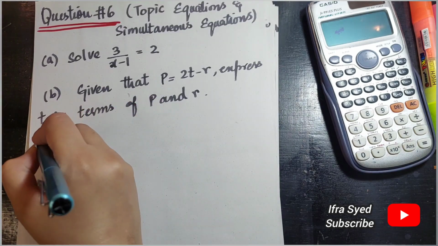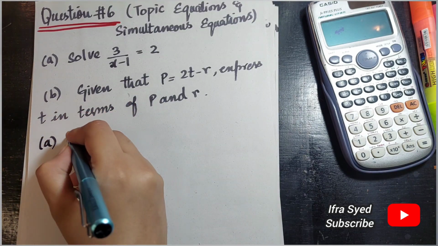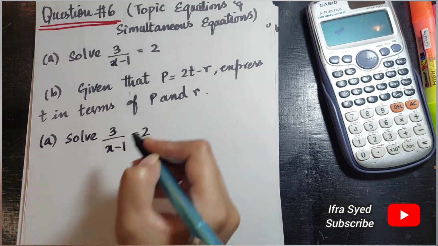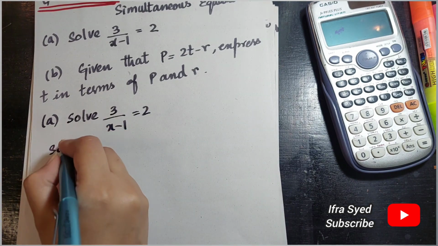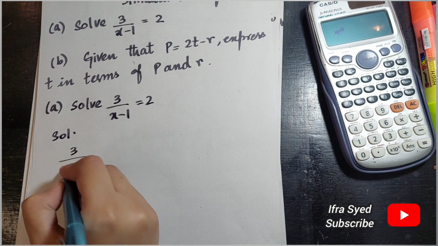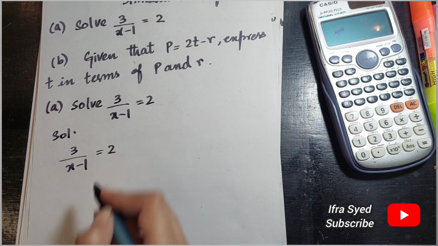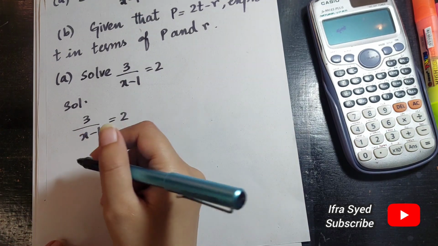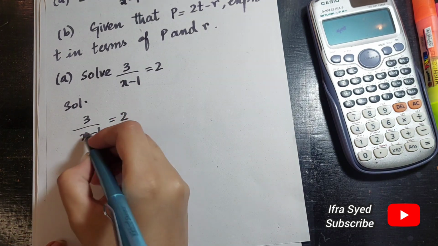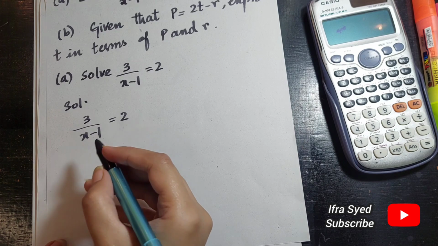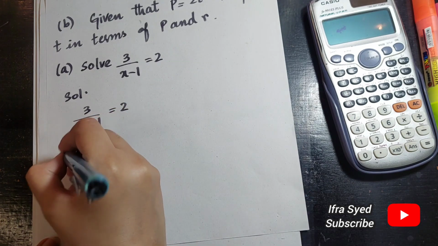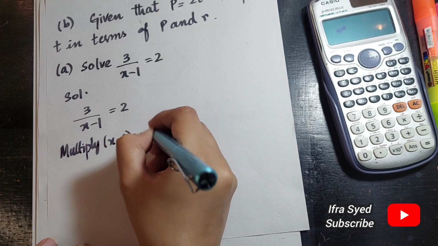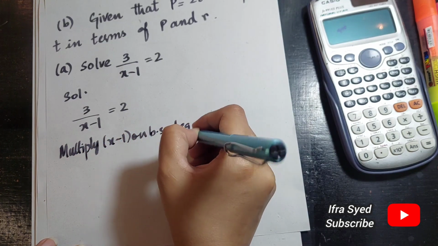Let's start its first part. In the first part, our equation is: solve 3 by x minus 1 is equal to 2. Solution: our equation is 3 by x minus 1 is equal to 2. So this is our equation. In the first step, we will multiply x minus 1 on both sides to remove this x minus 1 from the denominator. So I'm writing here, multiply x minus 1 on both sides of the equation.